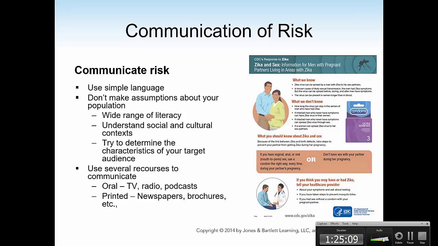Okay. So in communicating risk, how do you do this? Well, number one, in the community, when you're educating people, use simple language. Do not make assumptions about your population. Sometimes they have a wide range of literacy. Don't hand them a pamphlet.